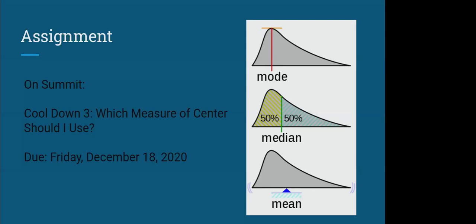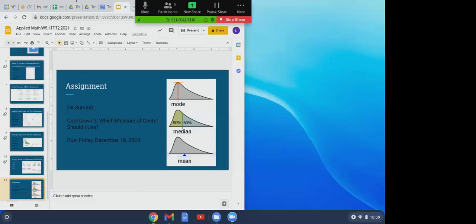It merely splits the data in half. Let us not think about the look or the appearance of the distribution. We are merely looking for 50%. And then the mean. The mean is the mathematical average or the arithmetic average, and you see that it is balanced. So that's the task. So now let's look at the cool down itself.